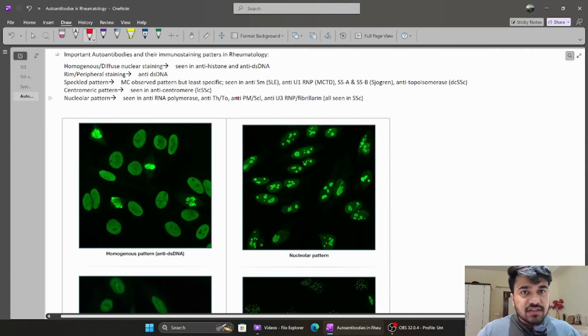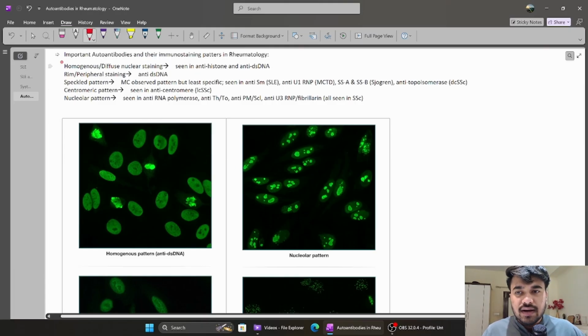Alright, so now let's begin with the immunostaining pattern of the autoantibodies. This is the pattern which is observed under the microscope when we do an immunofluorescence staining of these autoantibodies. So there are 5 patterns: the homogeneous or diffuse nuclear staining pattern, the rim or peripheral staining pattern, the speckled pattern, centromeric pattern, and the nucleolar pattern. First of all, we will take a look at which pattern is specific for which autoantibody, and then we will take a look at the images of these immunostaining patterns.